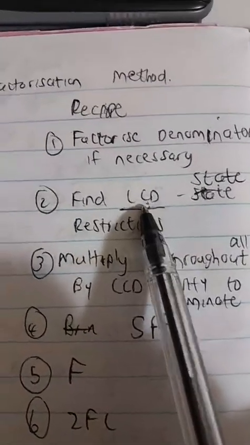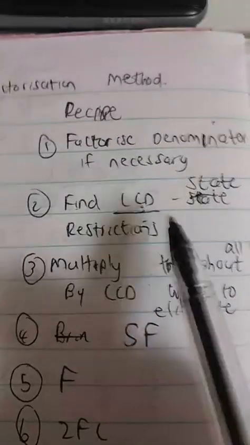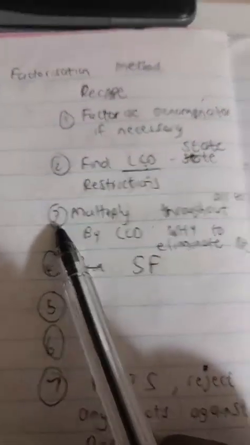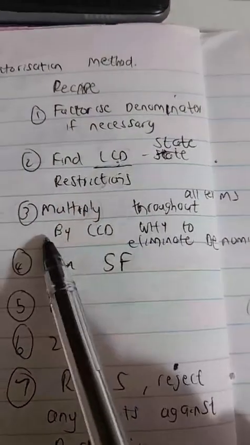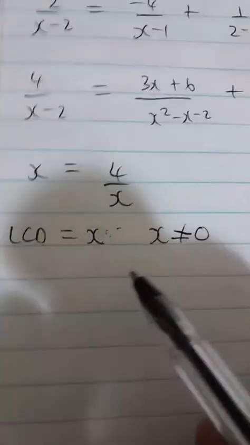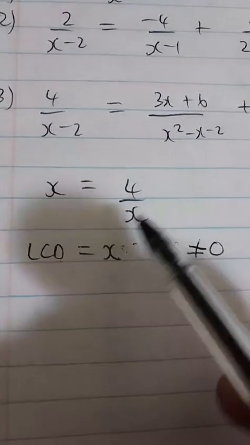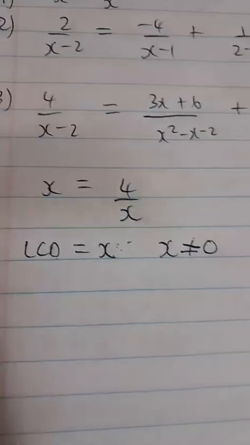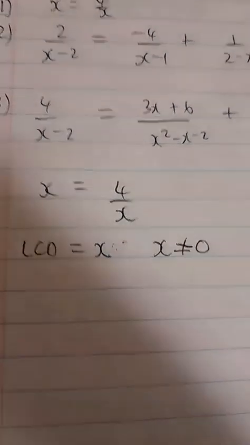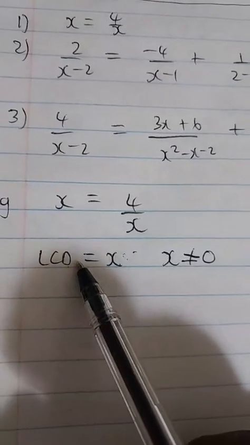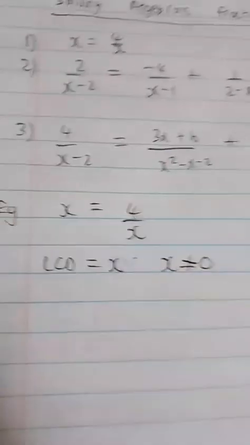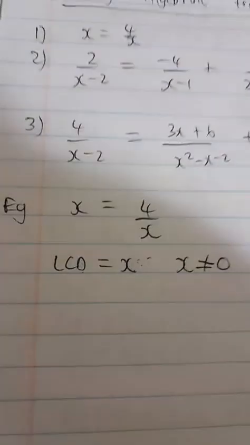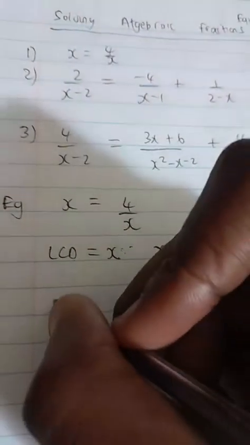So step number 2 is done. Did we find the LCD? Check. Did we state the restriction? Check. Step number 3. Multiply throughout all terms by the LCD. I saw people saying multiply both sides by x. But do you understand that you multiplying both sides by x comes from the fact that you identified an LCD that is x? That is why you are multiplying by x, because we multiply throughout all terms by the lowest common denominator.